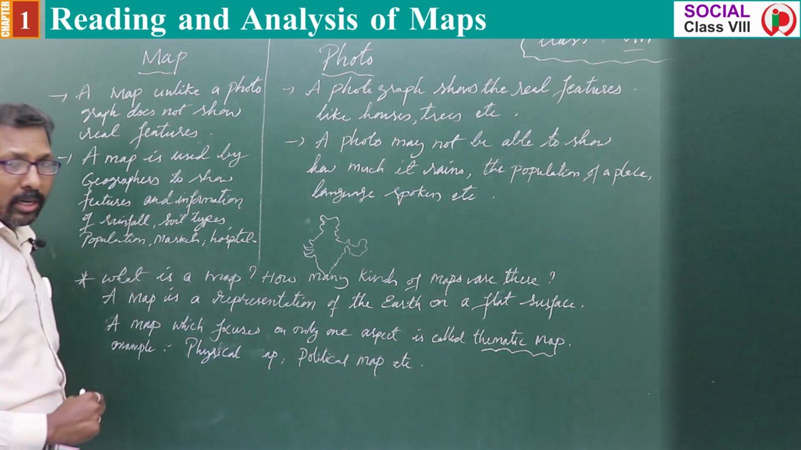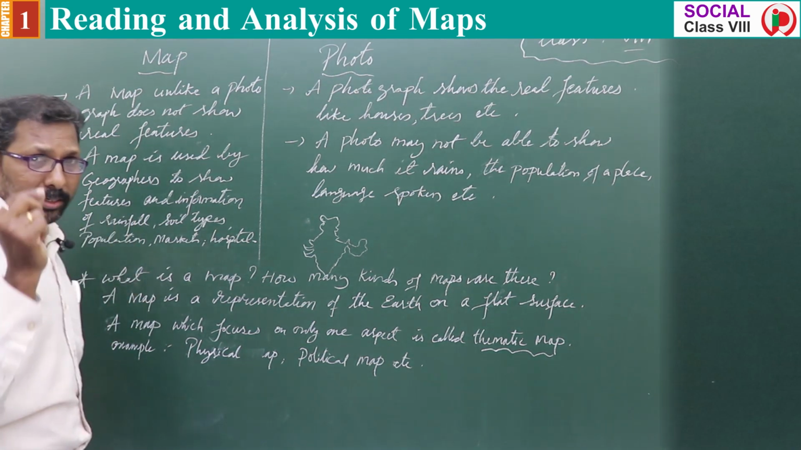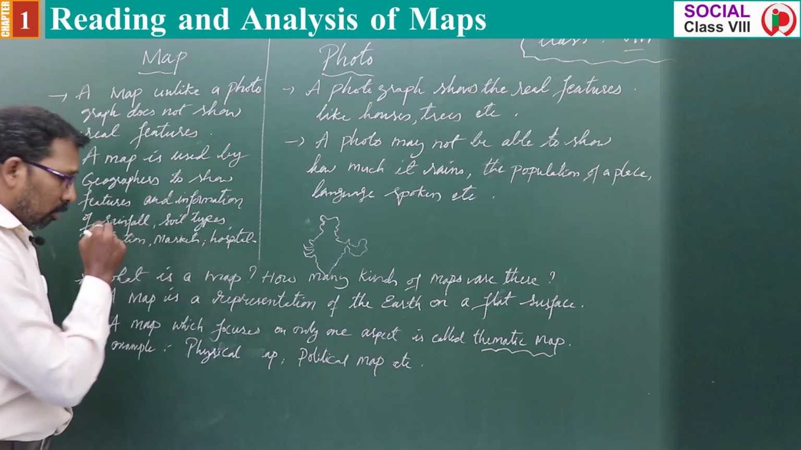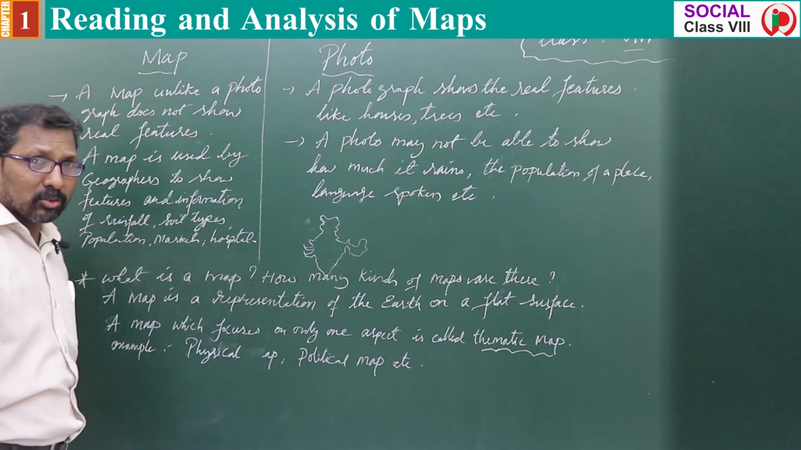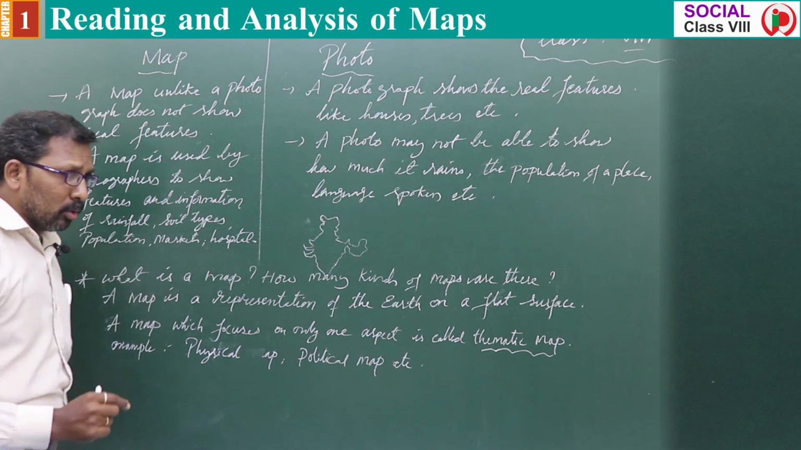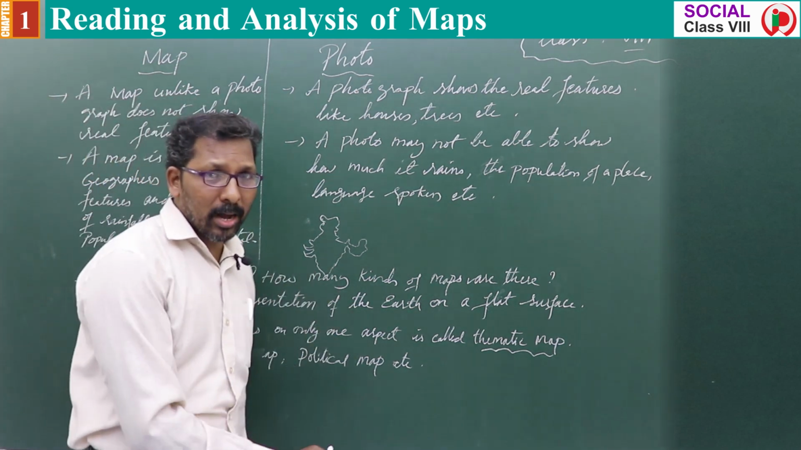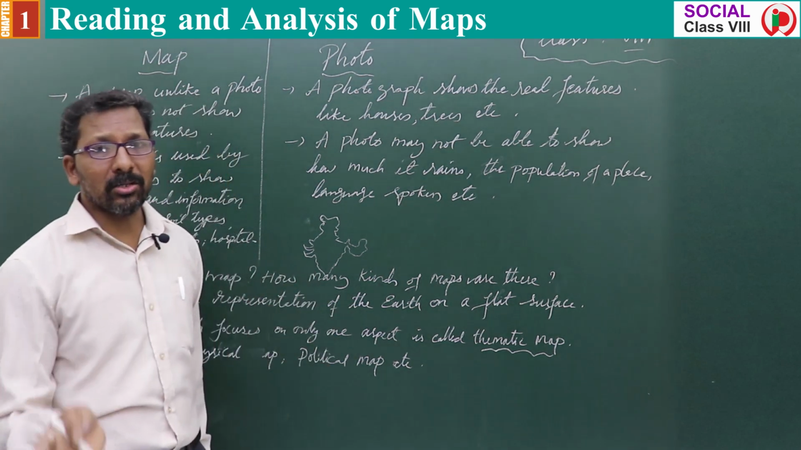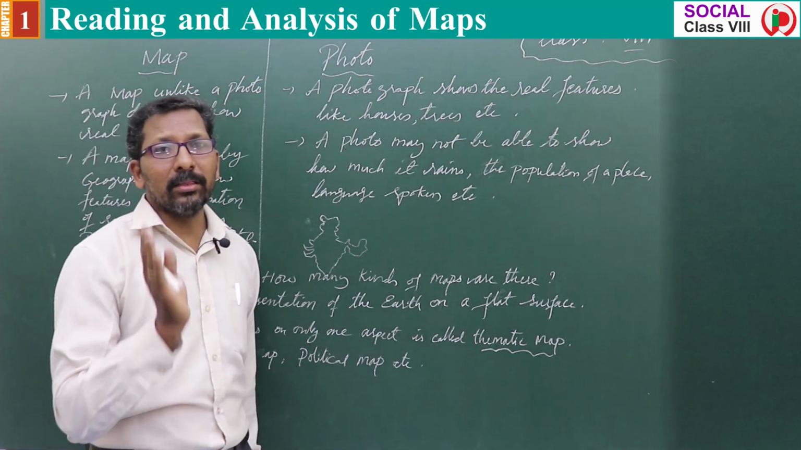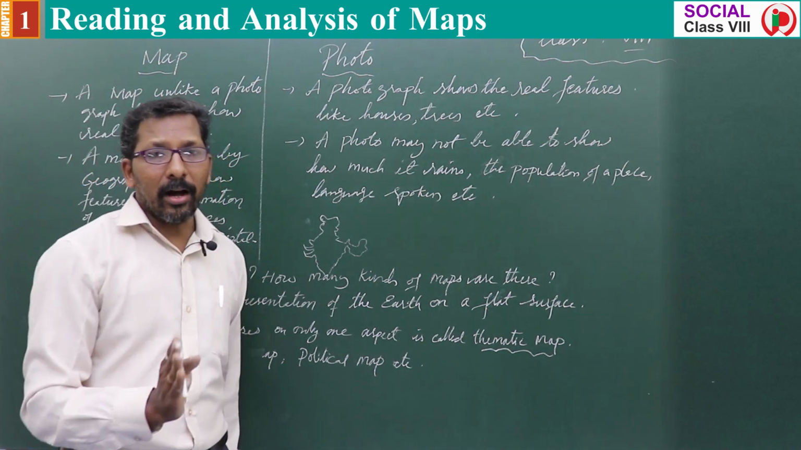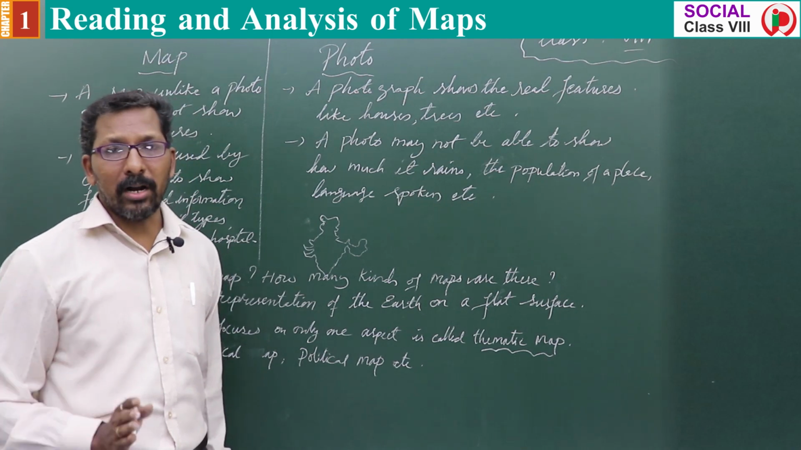It is used by geographers to show the population, how much it rains, what types of soils are present, what languages are spoken, where the hospitals are, where the markets are, where the temples are, etc. Information is given in the map here. So there are various maps.